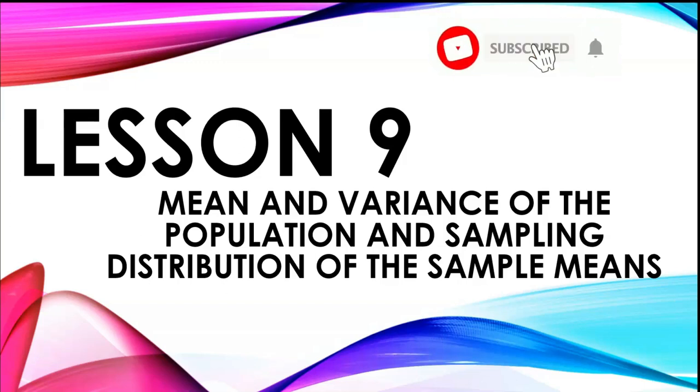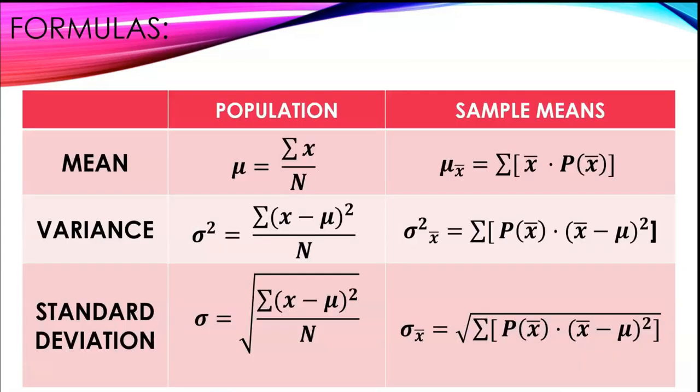Lesson 9. Mean and variance of the population and sampling distribution of the sample means. In this lesson, we're going to learn how to find the mean, variance, and even the standard deviation of our population, and the mean, variance, and standard deviation of our sampling distribution of the sample means. In solving, we're going to need the following formulas.